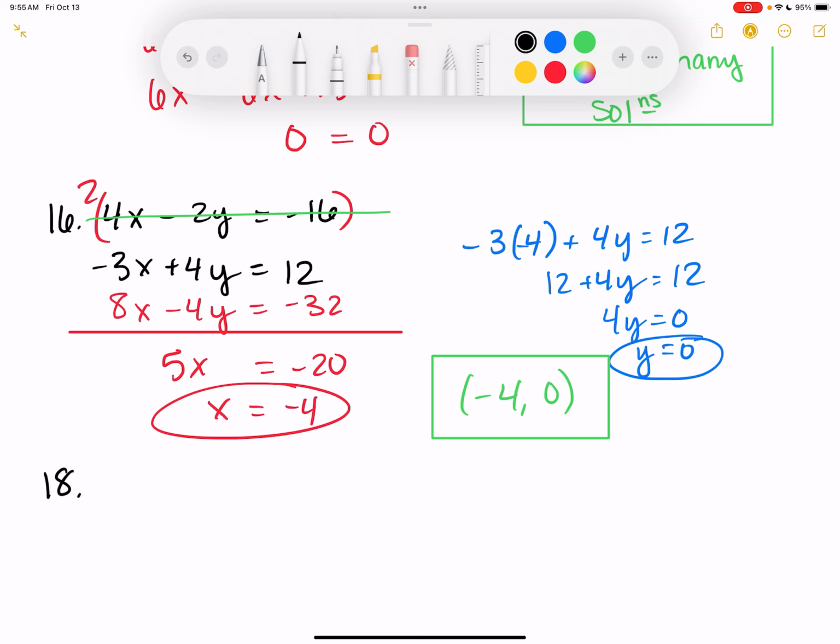Number 18. 4x minus 3y equals 10, and 8x minus 6y equals 20.